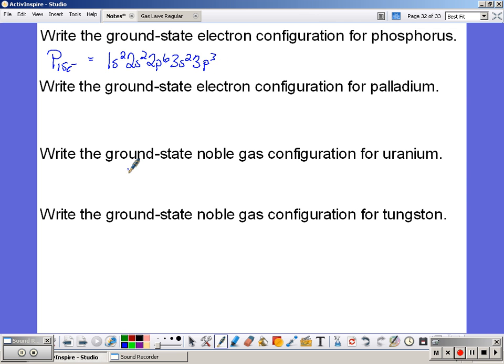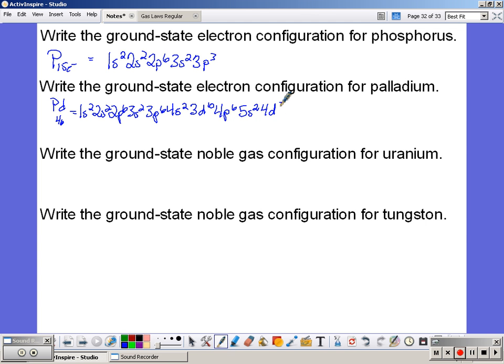Write the ground state electron configuration for palladium, which is Pd, and it has 46 electrons. So we would say 1s2, 2s2, 2p6, 3s2, 3p6. Then we'd have to go to 4s, go back and pick up 3d, continue to 4p, then we're going to jump down to 5s, and finally 4d8.